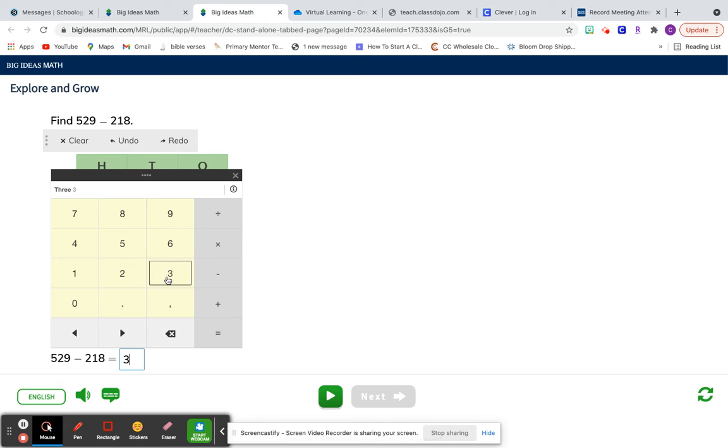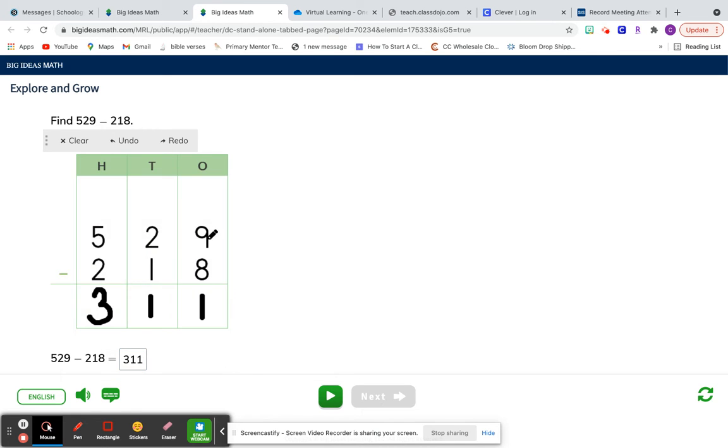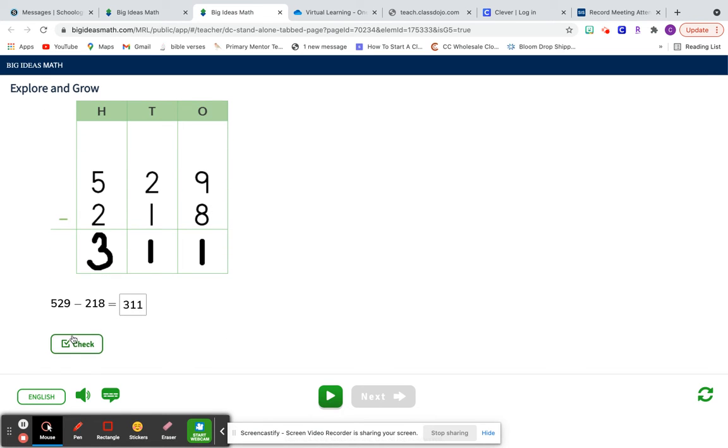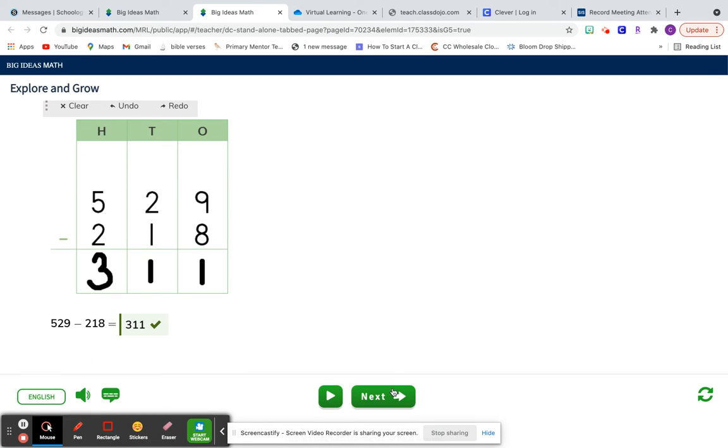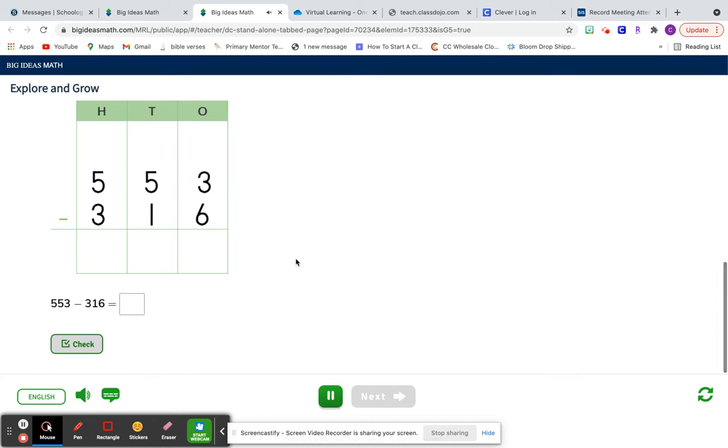Remember, in subtraction, you cannot flip-flop your numbers. So I can't say, if this was an 8 and this was a 9, I cannot flip them and say 9 minus 8. You will not get the right answer. All right. Find 553 minus 316. So like this one, I cannot say 6 minus 3 is 3. That would be a 3. Let's see if we get the right answer if we do it the right way.